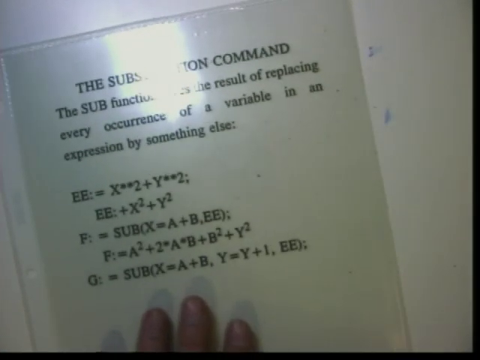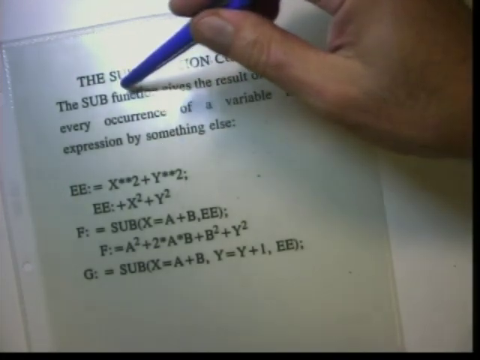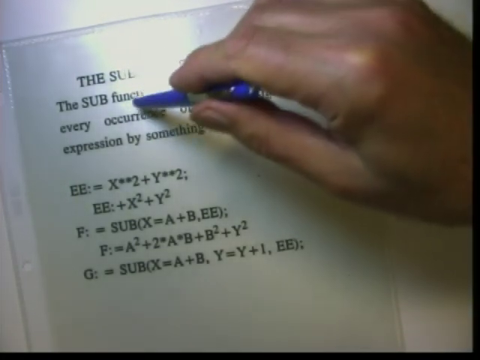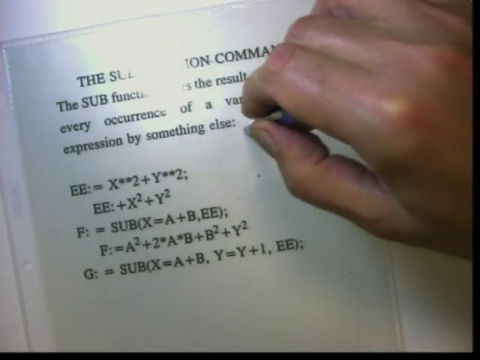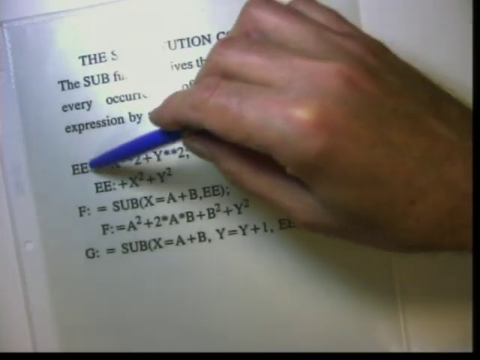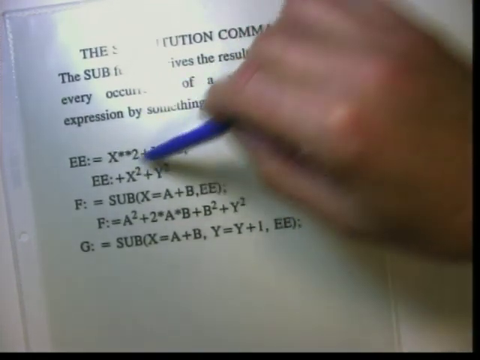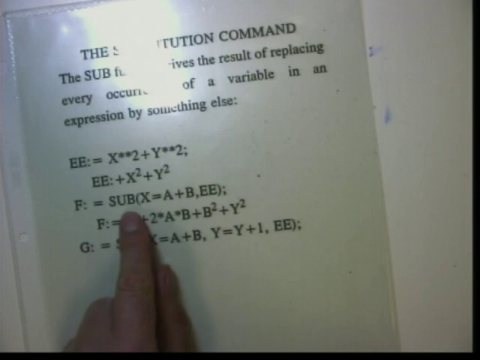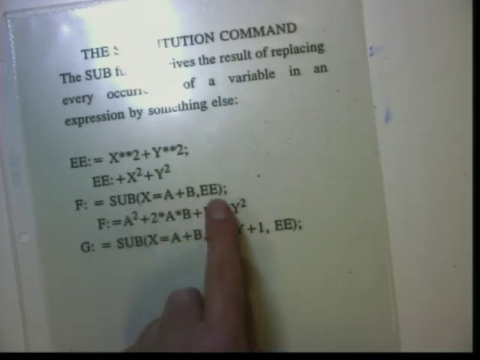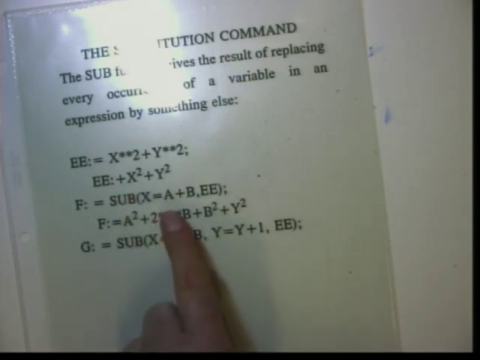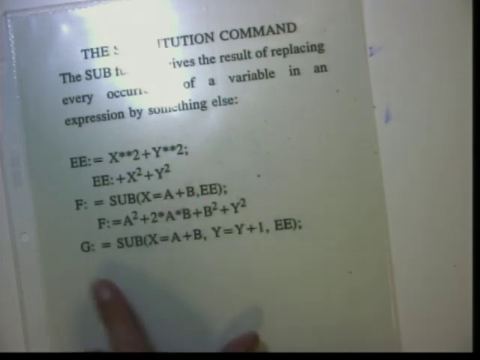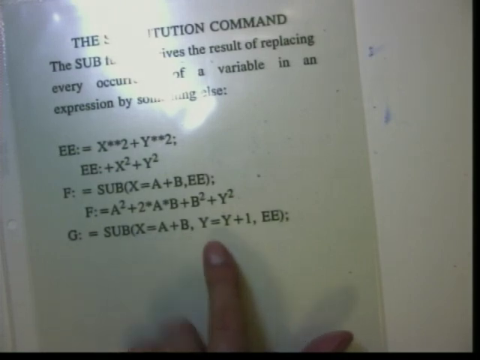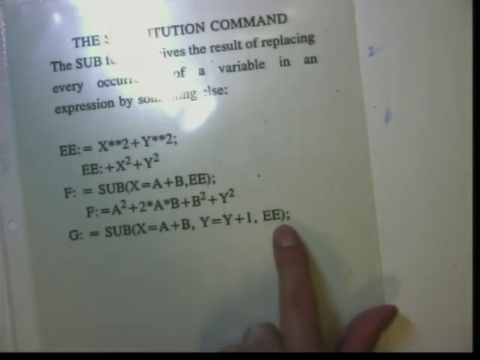Now there is the substitution command, it's very important. The SUB function gives a result of replacing every occurrence of a variable in an expression by something else. For example, EE is set to x squared plus y squared. Then I say F is substitute x equals a plus b in EE. So it will substitute here instead of x, a plus b. So we will get a squared plus 2ab plus b squared plus y squared. Or G, substitute x equals a plus b, y equals y plus 1 in EE. Okay?